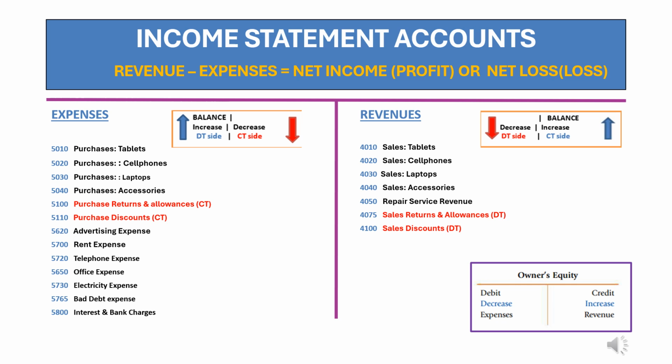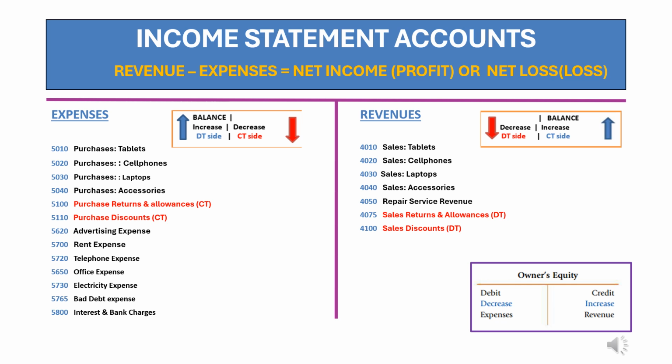Rent expense, money spent on leasing office space or facilities. Telephone expense, expenses incurred on telephone services used in business operations. Office expense, general office-related costs, including supplies and maintenance. Electricity expense, charges for electricity usage on business premises.